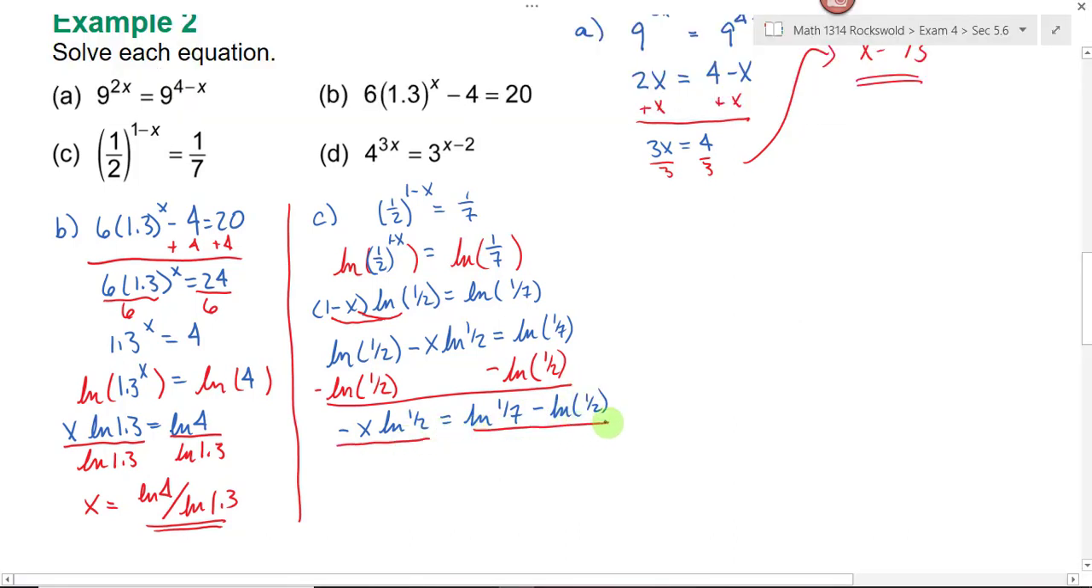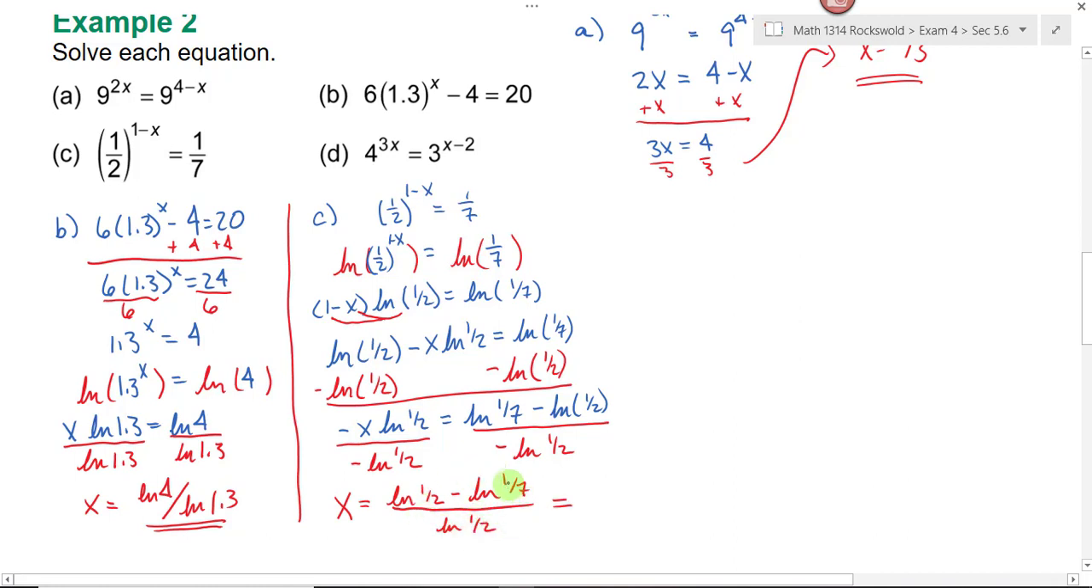Divide both sides by a negative natural log 1/2. And I get my final answer of x equals, now this negative in the denominator could be distributed to the numerator, couldn't it? And if I do that, it'll just switch the order of the subtraction. So I'm going to write that as the natural log of 1/2 minus the natural log of 1/7 divided by a positive natural log of 1/2.